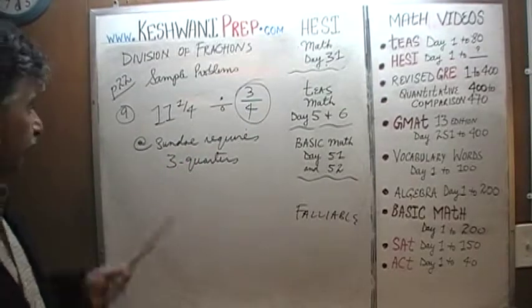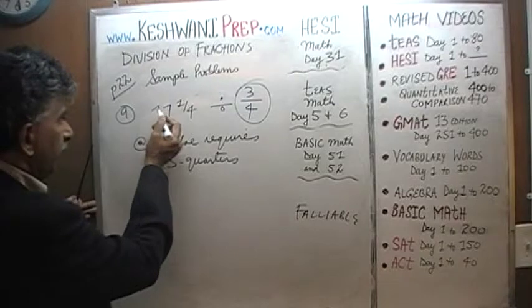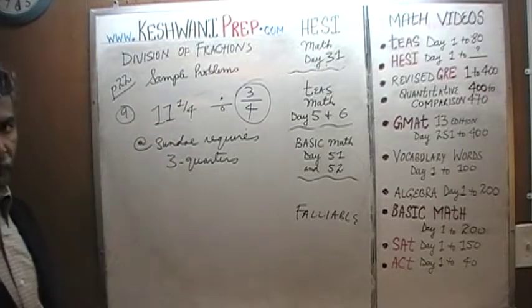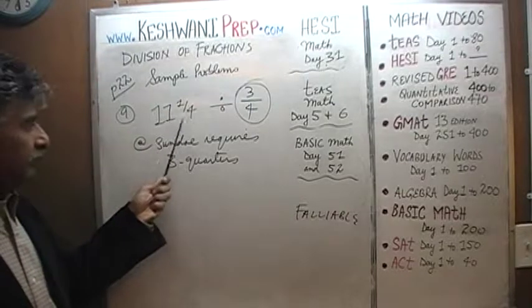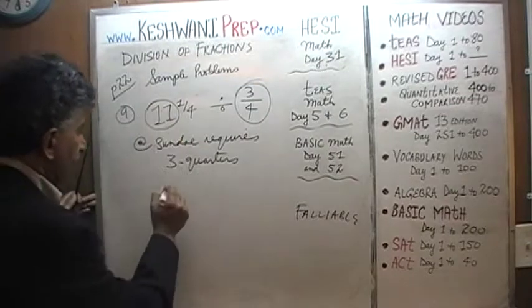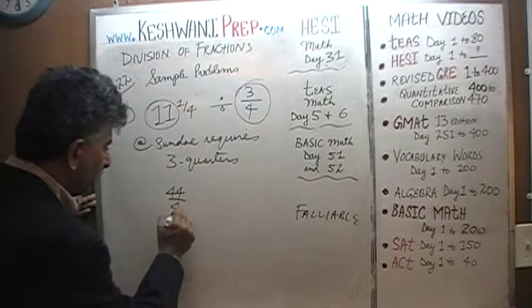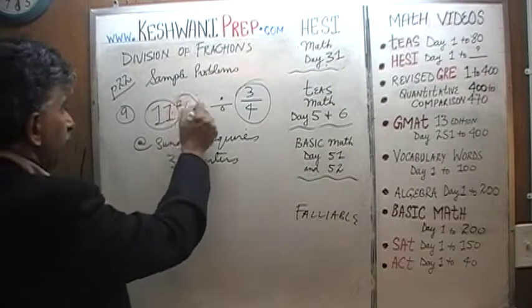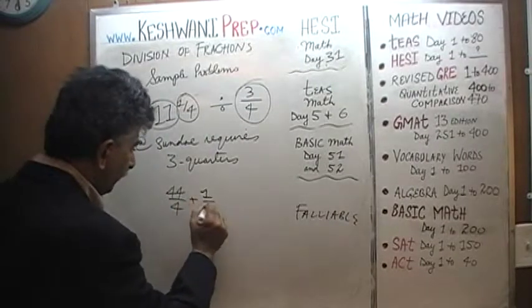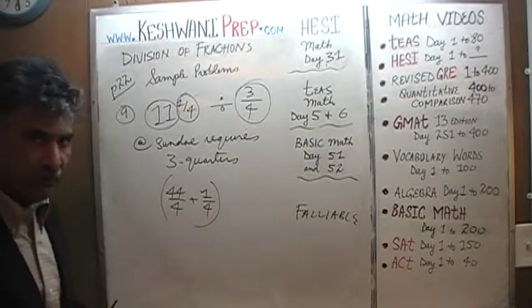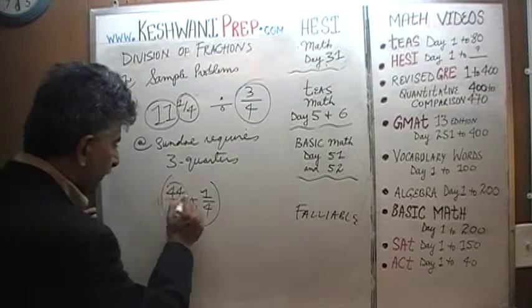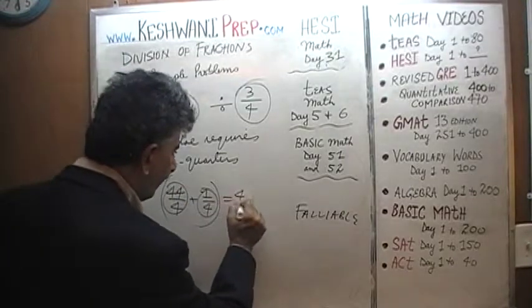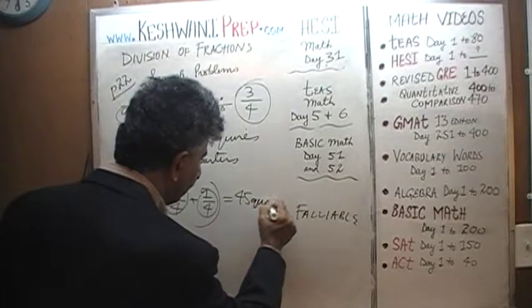Let's see what we can do. 11 and 1 quarter, we have to write 11 with the denominator of 4. So how can we write 11 with the denominator of 4? 11 is the same as 44 over 4. 44 over 4 is 11, plus another quarter, 1 over 4. Are you able to see where I'm going with it? 44 quarters and 1 quarter, that's 45 quarters.